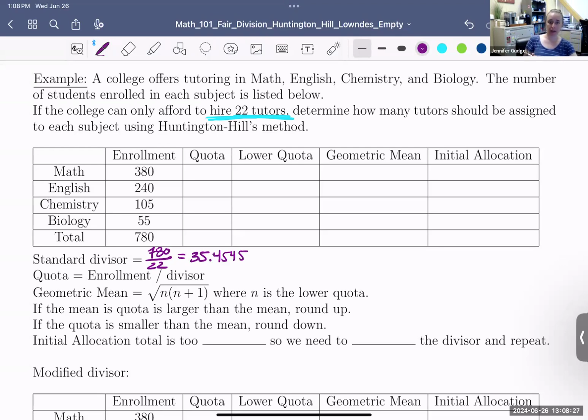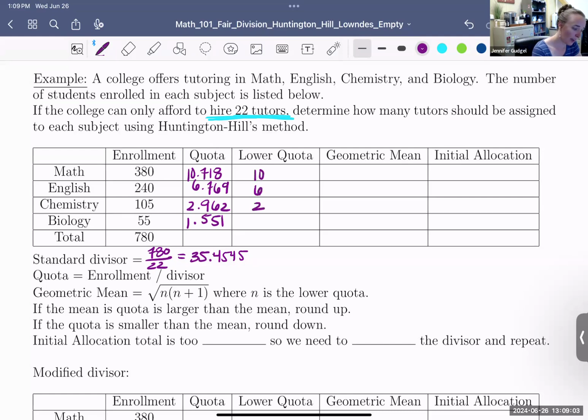All right, each of our quotas is the state's population divided by the standard divisor. In this case, it's the department's enrollment divided by the divisor. So 380 divided by 35.4545 is going to be 10.718. I'm going to go through and fill in these values. Again, hopefully you're feeling good about these first two steps as they are the same in every single one of our methods.